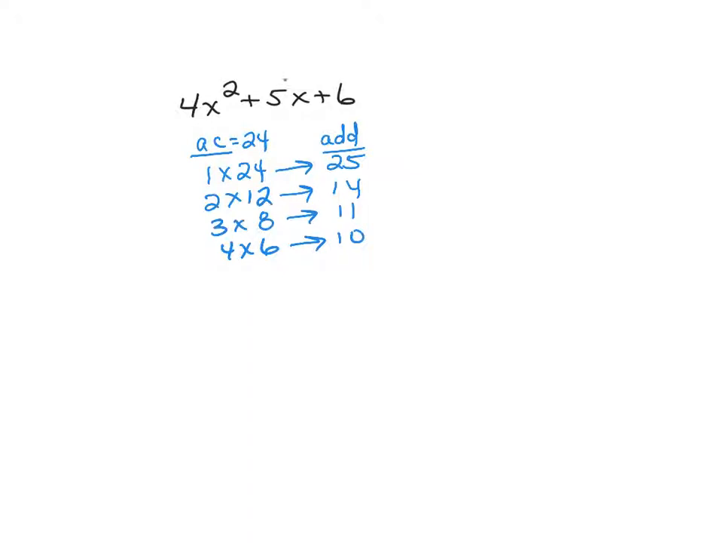Notice that the middle term here has a coefficient of 5. And 5 is not in any of these lists. It's not in any of those sums where I added. So that tells me that this particular equation is not factorable, and I would just need to leave it the way it is, 4x squared plus 5x plus 6.